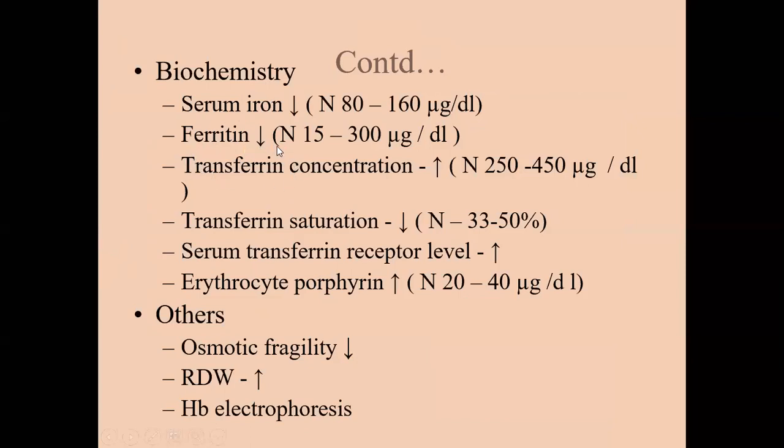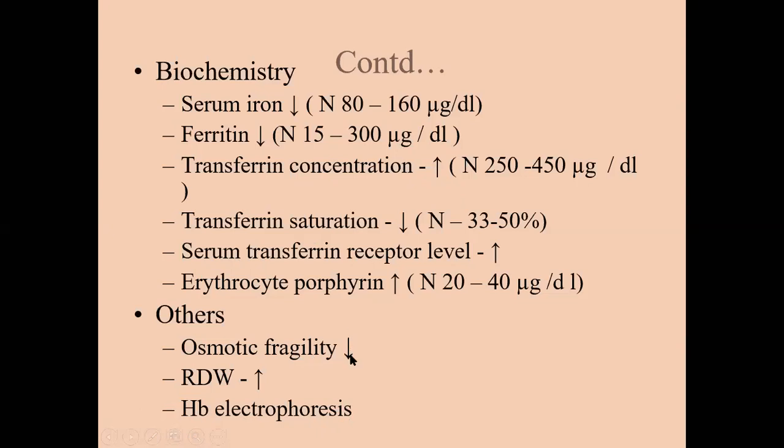Transferrin, what is transferrin? Iron binding. So, when iron is reduced, iron binding will be elevated because it is free. There is no iron to bind it, so this is elevated. And porphyrin is also elevated. Otherwise, hemoglobin electrophoresis. This is to differentiate it from thalassemia.